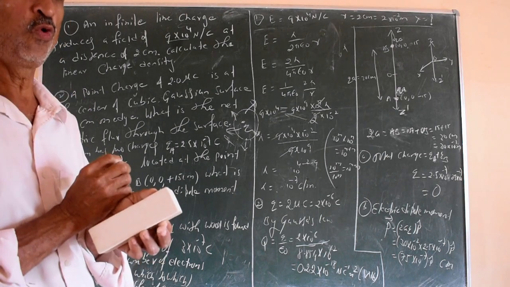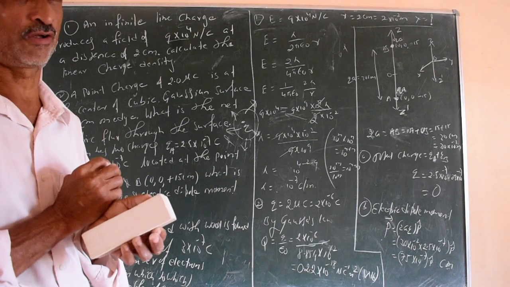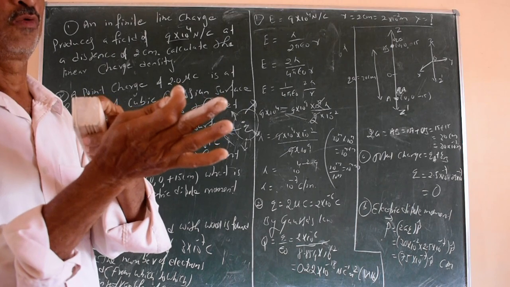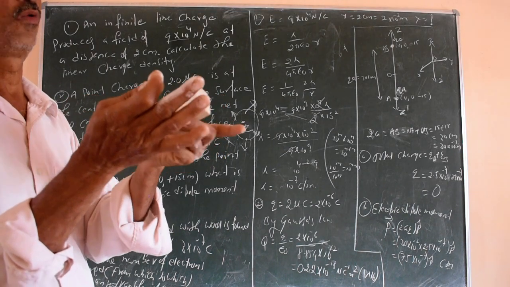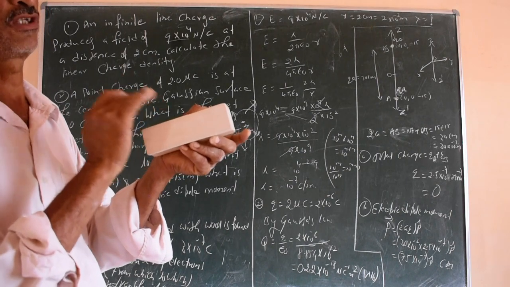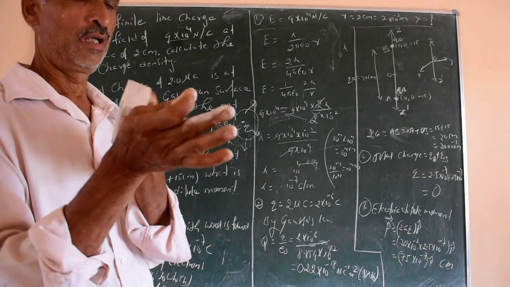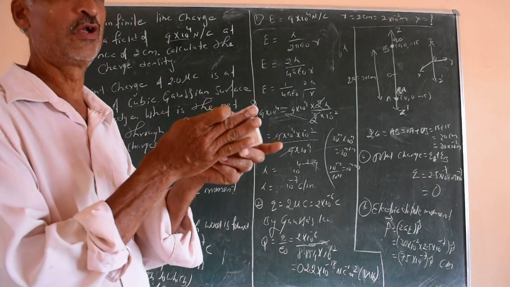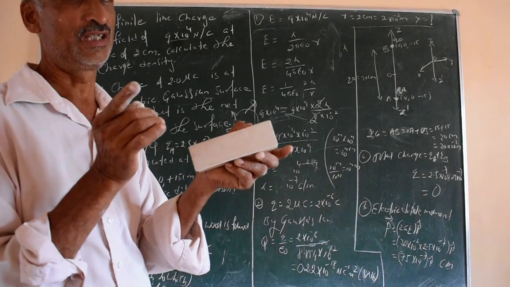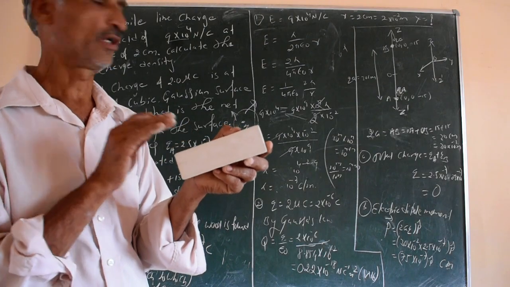In the wool and polythene, additional electrons are there. When the polythene is rubbed with wool, electrons are transferred from wool to polythene. Initially the number of electrons equals the number of protons in polythene. When it is rubbed, some electrons are transferred from wool to polythene, so polythene gets excess electrons. Electron is a negatively charged particle, therefore negative charge is there.